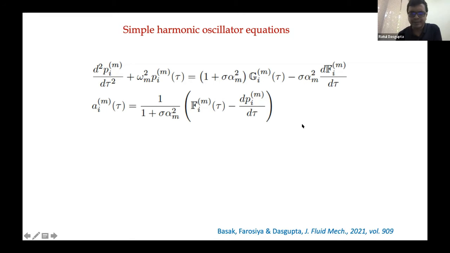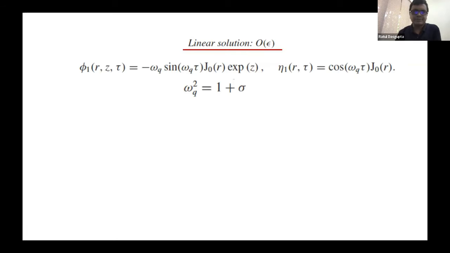Now once we have done that, we would like to see what is the structure of the solution. So this is the structure of the solution. As I said earlier, there is a linear solution. At linear order, we don't expect anything much interesting.